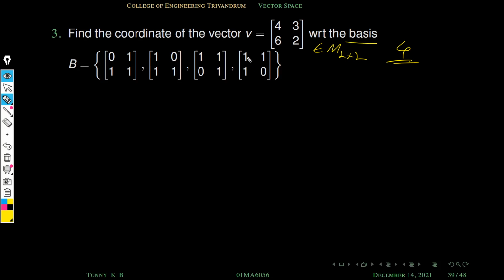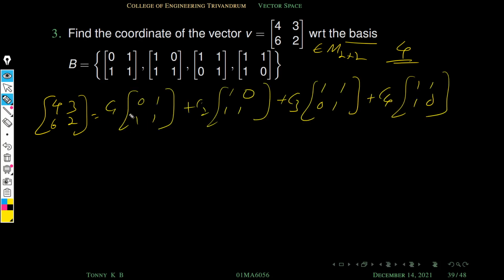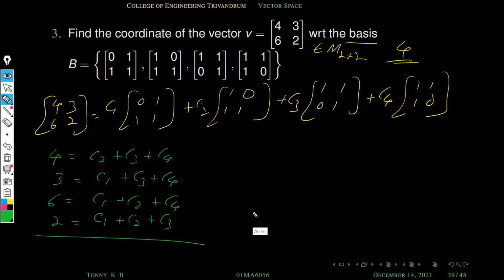So our aim is to find the coordinate. How to find it? First, you write this vector in terms of these vectors and find the scalars. This is our expression: v is equal to a linear combination of these 4 vectors. Then this gives a system of 4 linear equations. By solving this system, you can find a unique set of c1, c2, c3, c4. That is possible because this is a basis.